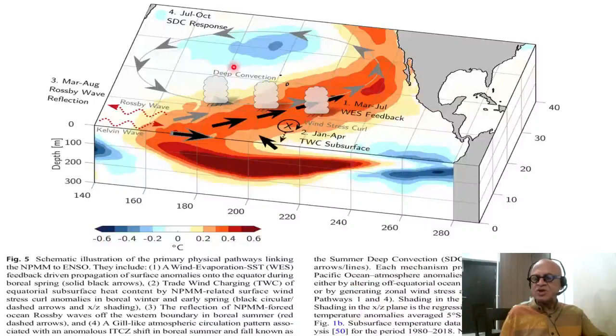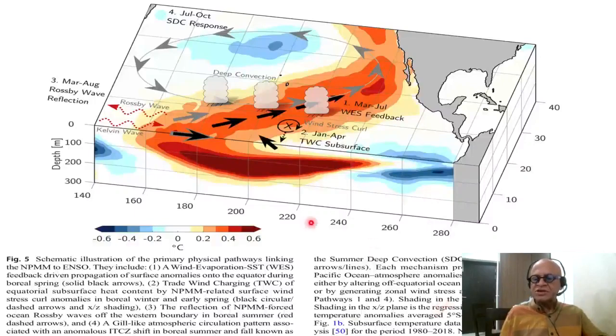So each mechanism provides an opportunity for the North Pacific Ocean atmosphere anomalies to influence ENSO development, either by altering the off-equatorial ocean circulation in pathways 2 and 3, so 2 and 3, wave reflection and wind stress curl response, or by generating zonal wind stress anomalies along the equator, as in pathways 1 and 4. So 4 is producing the winds, and 1 is here in the spring west feedback.